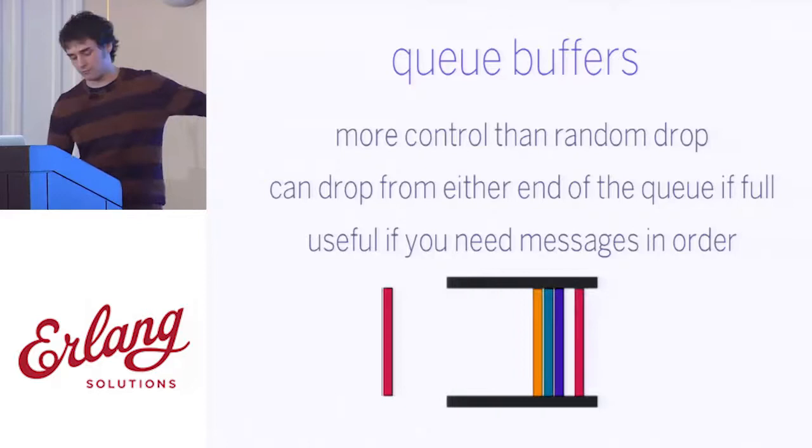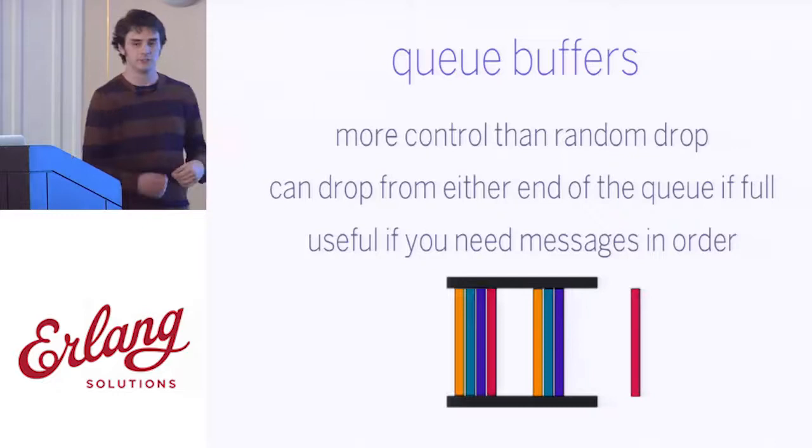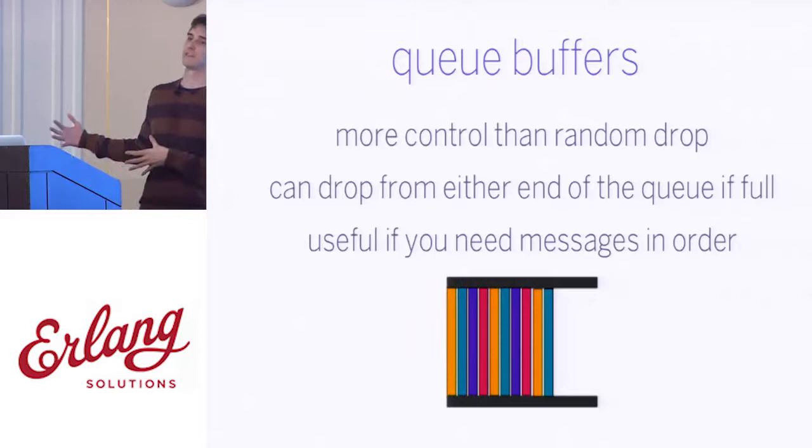Yeah, the messages will be in order. But the problem we have with queue buffers, basically, is that if we have one of these messages that takes long to process, the entire queue gets slowed down. And if all of them are a bit slower, the last message to come in will have all the buffering times of all the other messages in the queue accumulated in there.